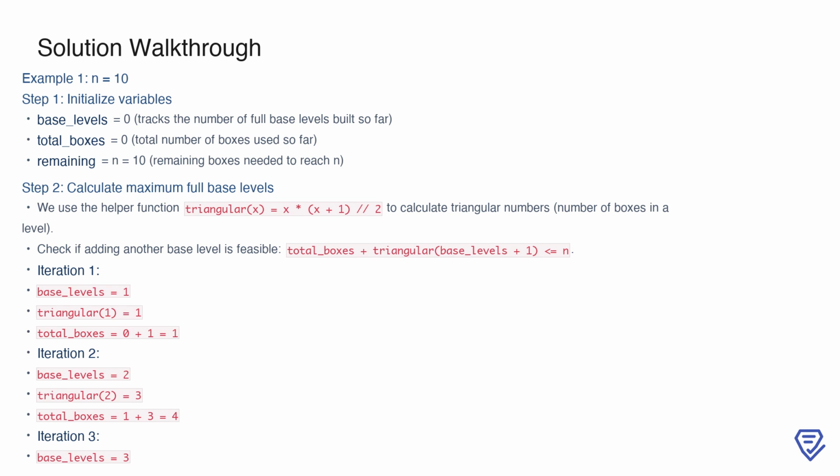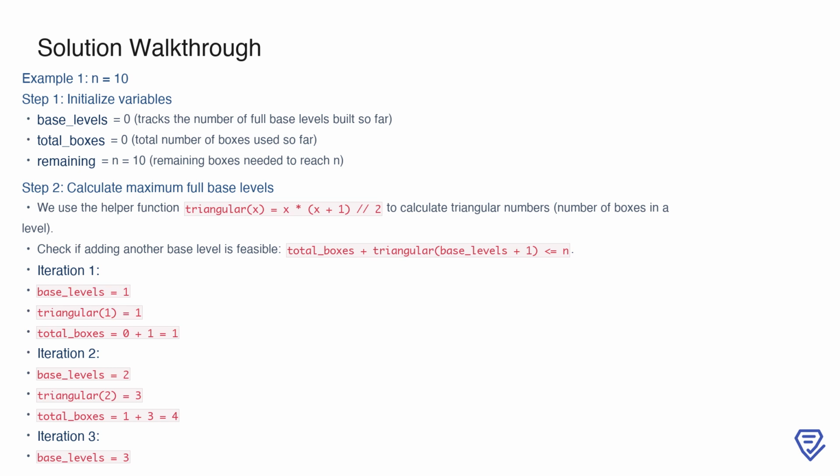To solve this problem, we start by initializing three key variables. The first is base_levels, which keeps track of how many complete levels of boxes we've built. Initially, this is set to 0. The second variable is total_boxes, which represents the total number of boxes used so far, also starting at 0. The last variable is remaining, which is set to the input value n, in this case 10, and represents how many boxes are still needed.